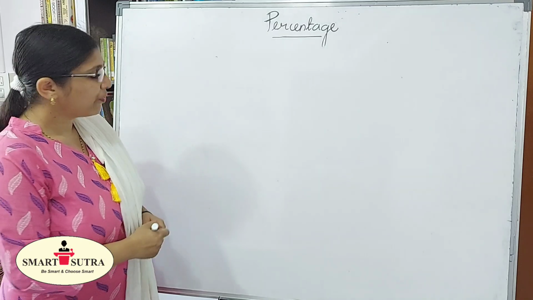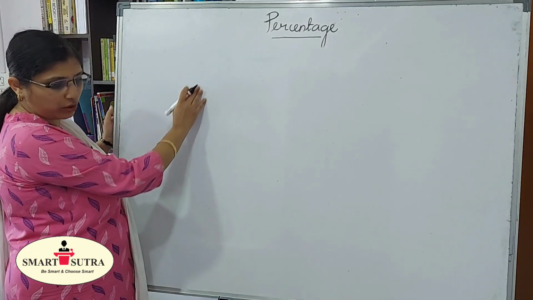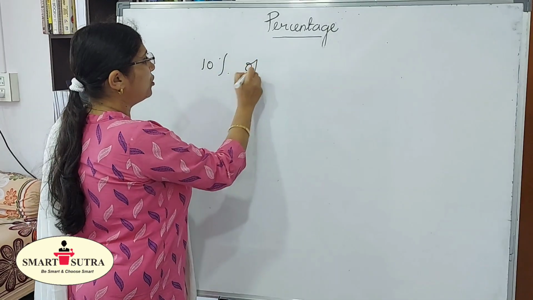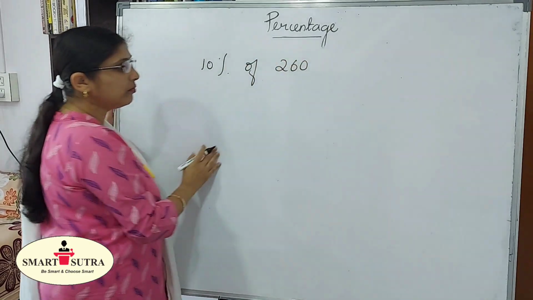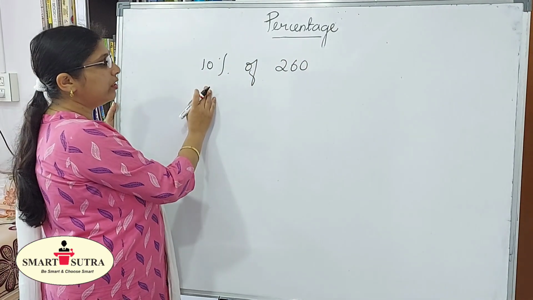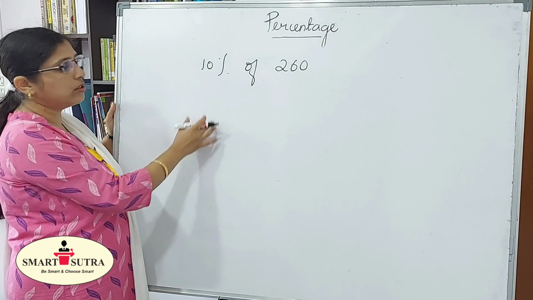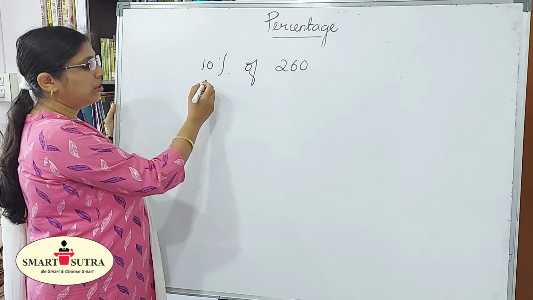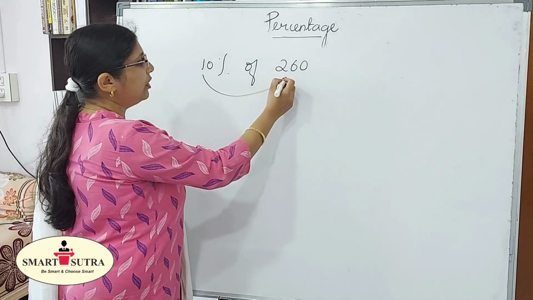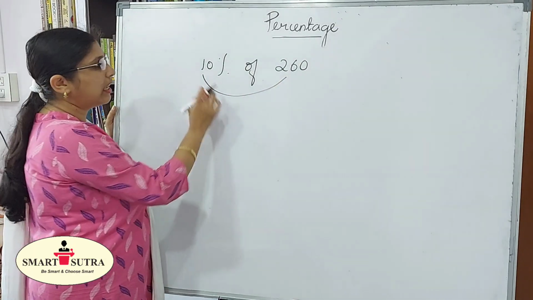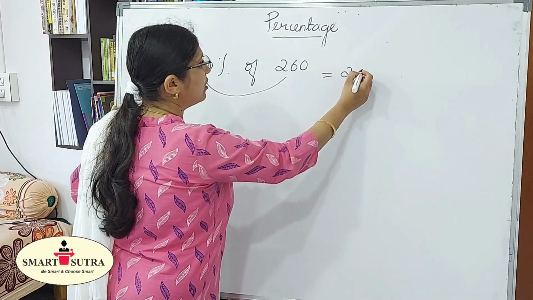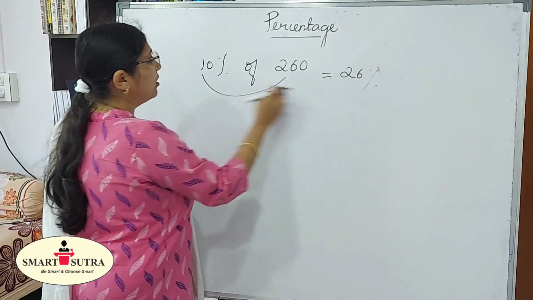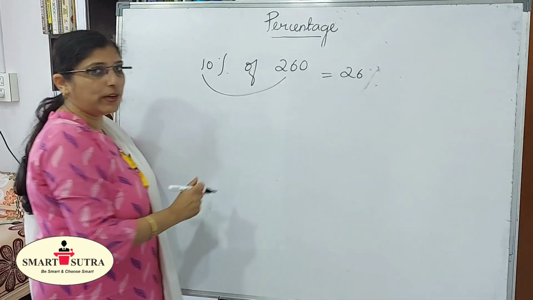So, when you have to find 10% of 260, what do we do here? This is the easiest one. The method I told you in the previous videos makes it easy. That is 1 into 26. Since a zero is present, directly we can say it is 1 into 26, that is 26. So 10% of 260 is 26.